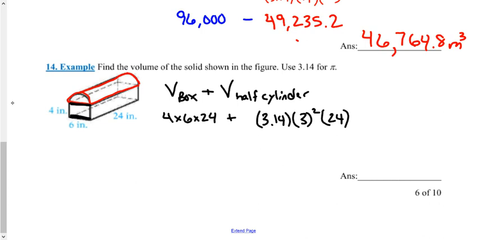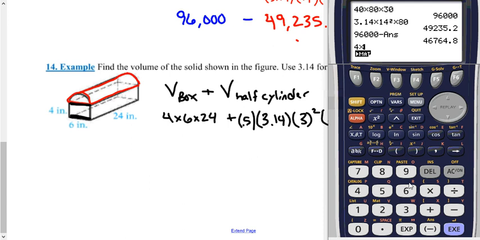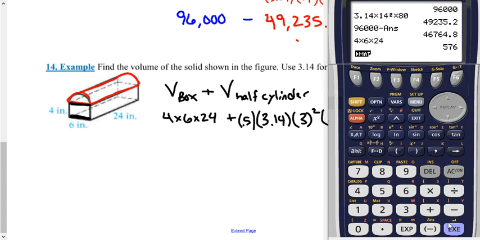And then because we only want half of the cylinder, it's been chopped in half, I'm actually just going to put a little half out front. Whoops. In my head, I was mixing up 0.5 and a half. You know what? I'm just going to use 0.5. You can use a half, you can use 0.5. Either one is fine. Okay, so now let's go ahead and go to the calculator, and we're going to take 4 times 6 times 24, which is the same thing as 24 squared. So 576.